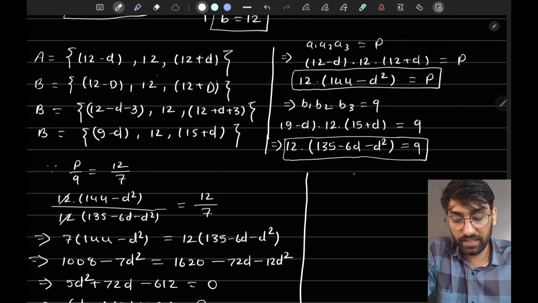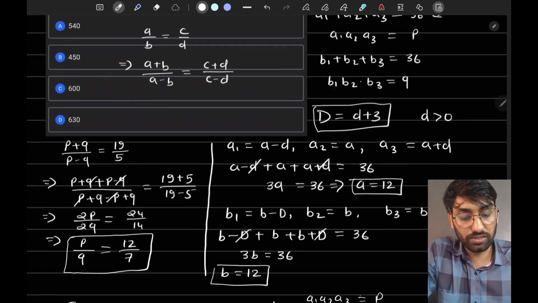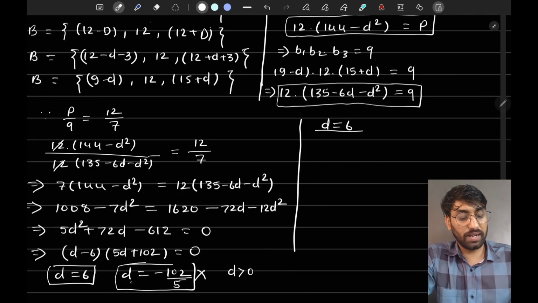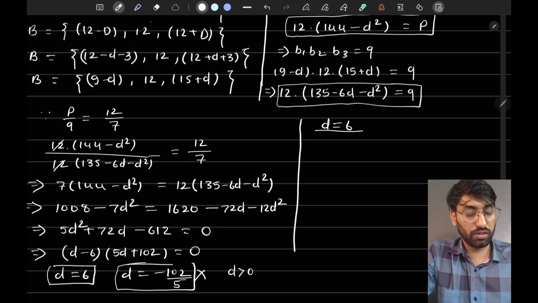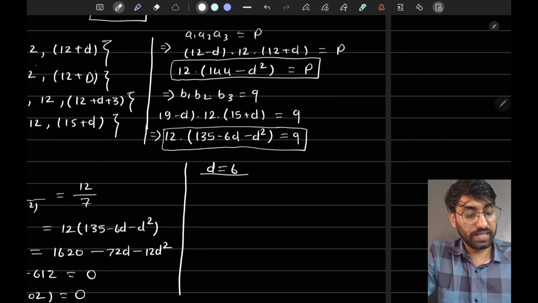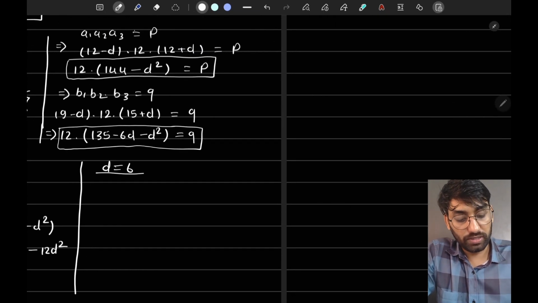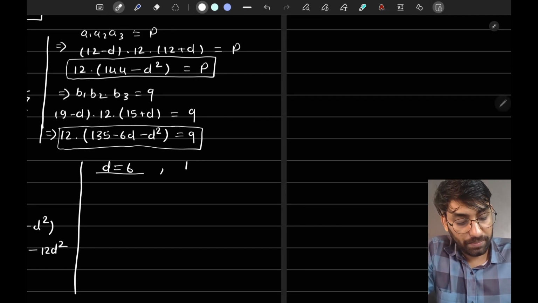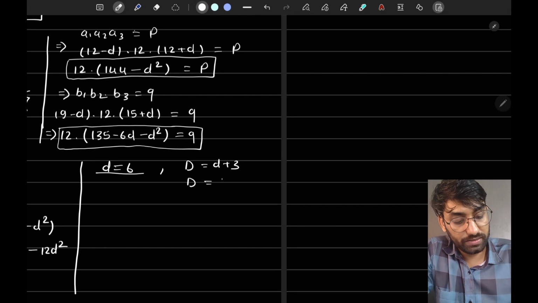So what do we get now? d equals 6. Why are we not taking that other value? Because they have given that d is greater than 0. So since d is greater than 0, I am not going to take d as minus 102 by 5. So d equals 6. Capital D is nothing but d plus 3, so in that case capital D will become 9.